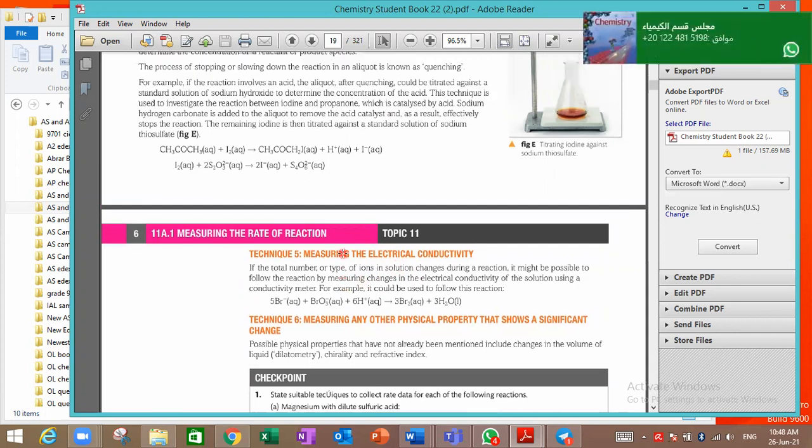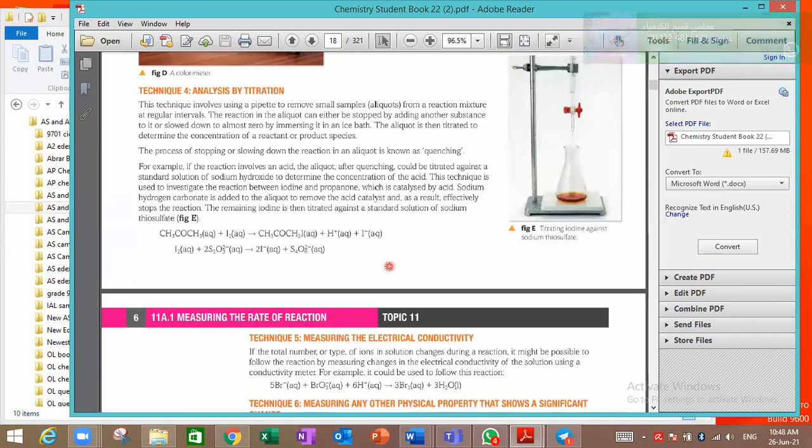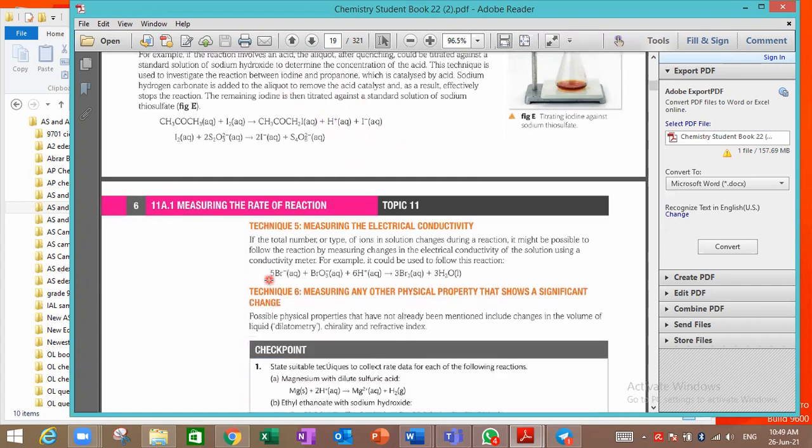And of course, sometimes in the past papers, you will find that the first part is multiple choice questions. So sometimes you are going to be asked what is the proper method to use in order to follow the rate of such a reaction. They will give you a certain reaction and four answers, and you have to choose the answer that is suitable for the type of reaction you are dealing with.